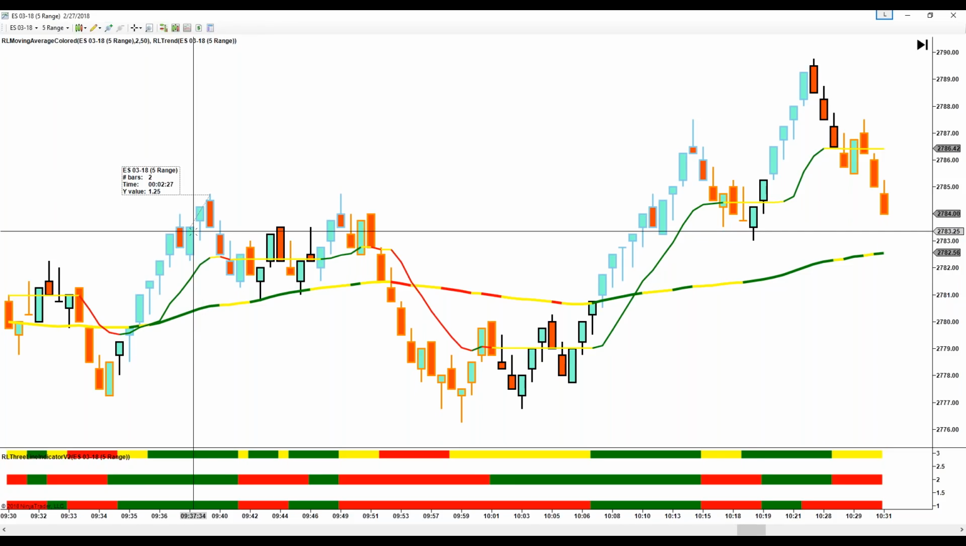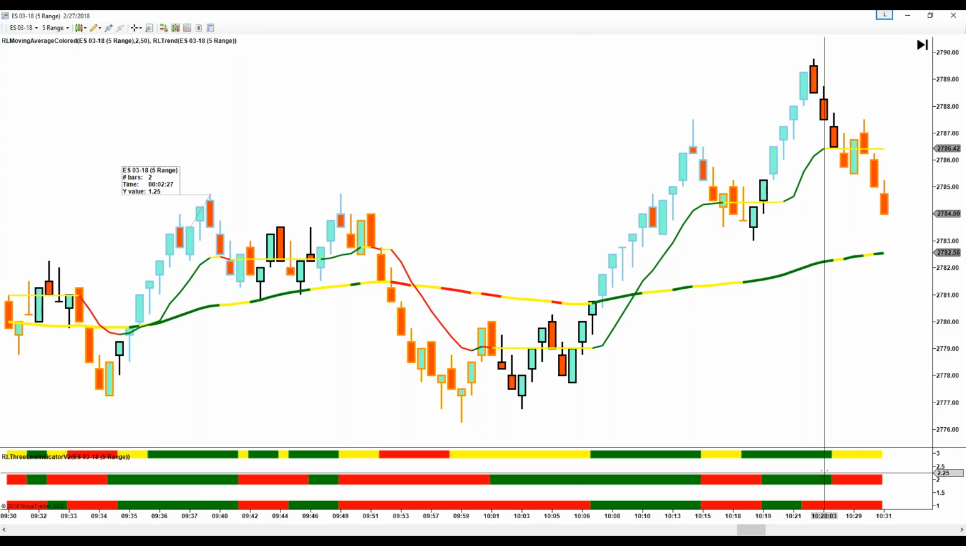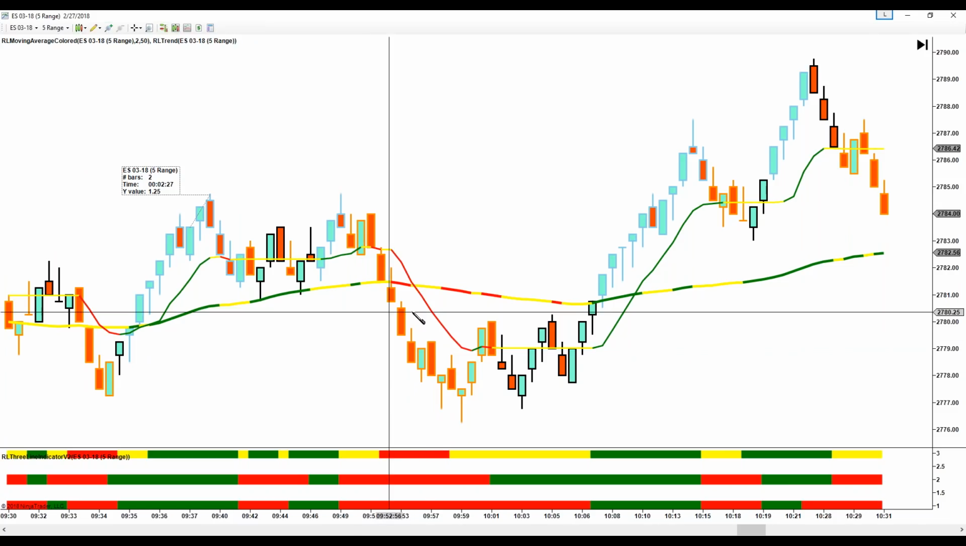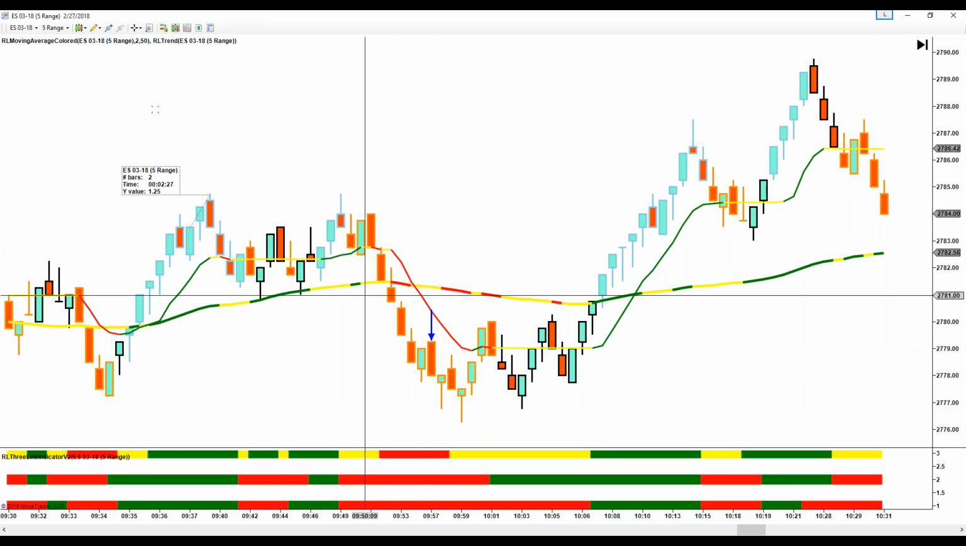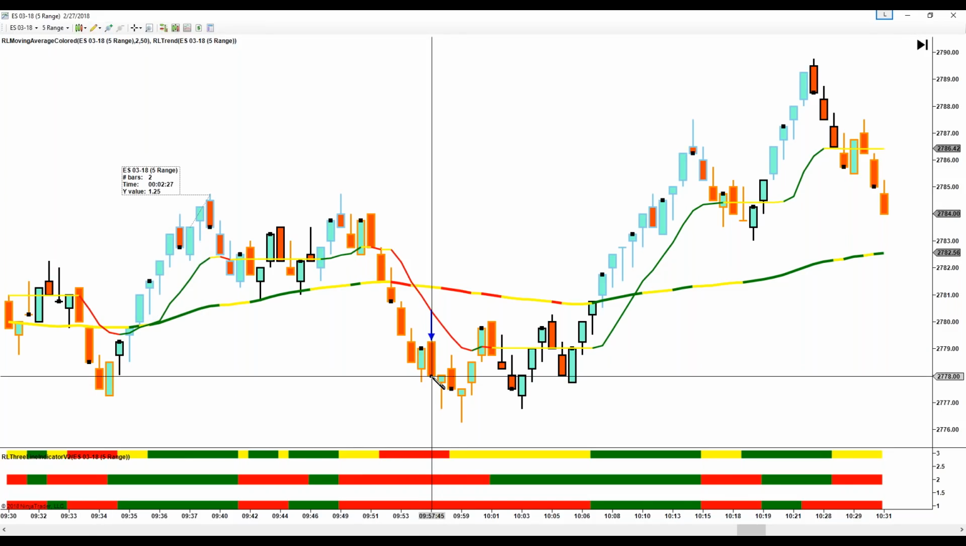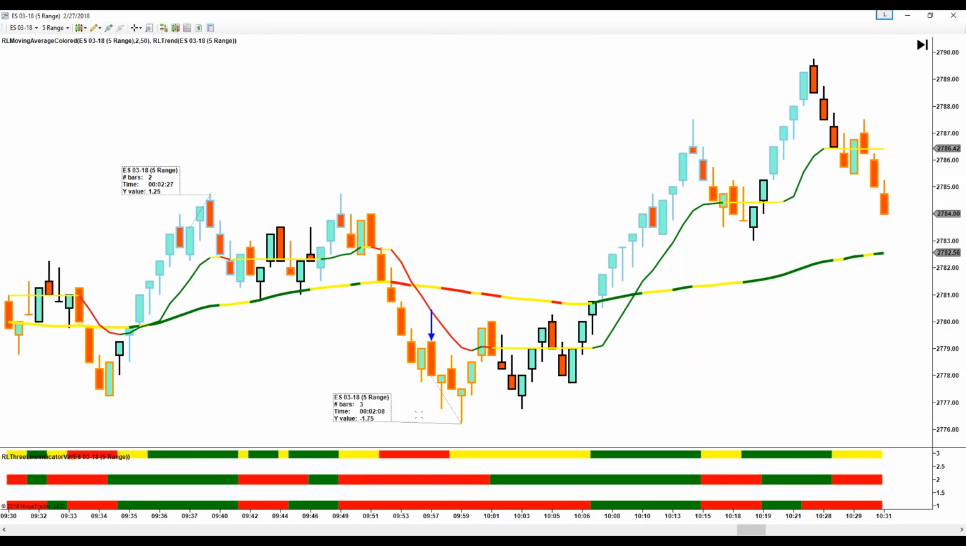My next trade was at 9:57, right here. You see, none of these are huge. And this one went 1.75. My next trade was at 10:03.